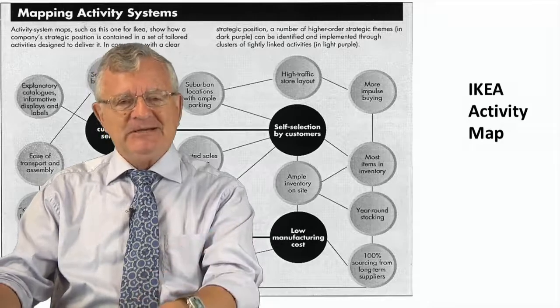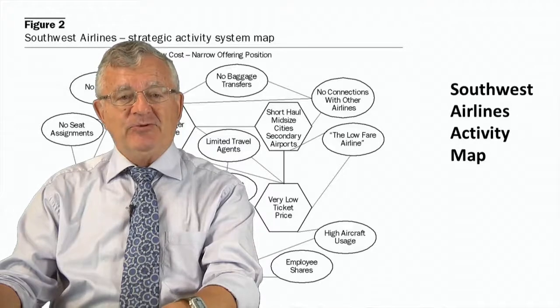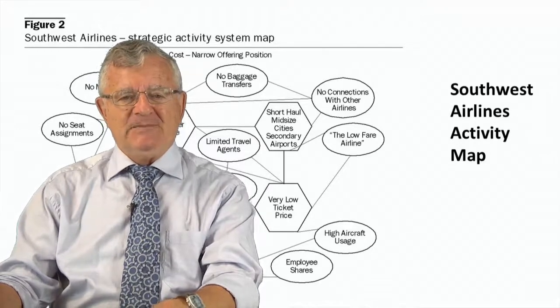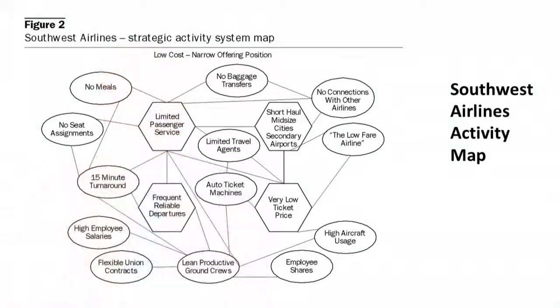Shall we give you a second example of an activity map? This is Southwest Airlines. I haven't shaded in the main circles here, but as you can see, they're 6-sided rather than circles, and there are also 4 of them. Southwest Airlines is amazing. It's an airline that reinvented the low-cost airline business.